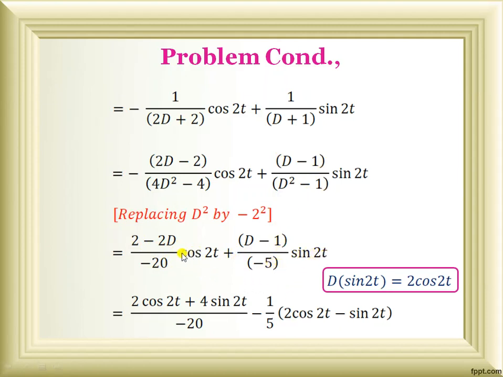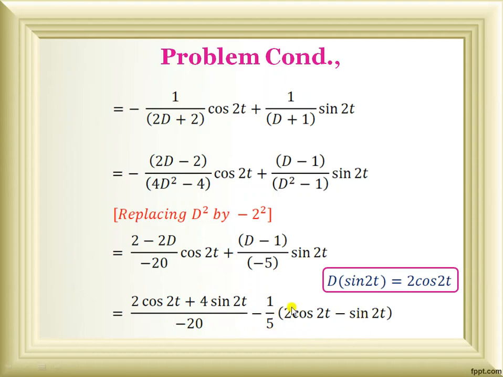Now I am multiplying this cos 2t into this 2 minus 2D. So 2 into cos 2t. So D of cos 2t is minus 2 sin 2t. Minus 2 into minus 2 is plus 4 into sin 2t. Here D of sin 2t is 2 cos 2t. So therefore 2 cos 2t minus sin 2t. This minus 1 by 5 is multiplicative of this one.